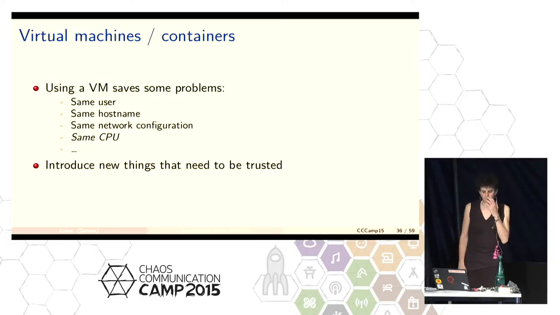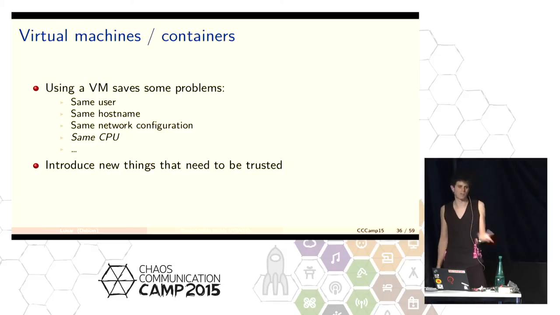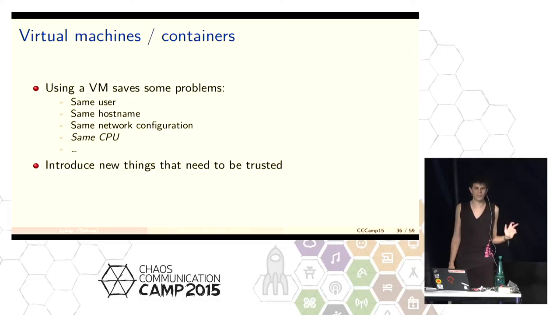Another way to do that is to use a VM. A VM is great because it saves some trouble. You can always have the same user in a VM, the same hostname, the same network configuration, eventually the same CPU. The problem with VMs is that they introduce new things that you might have a hard time trusting. So it's a bit of a bootstrap problem, but they can make the whole process quite a bit easier.